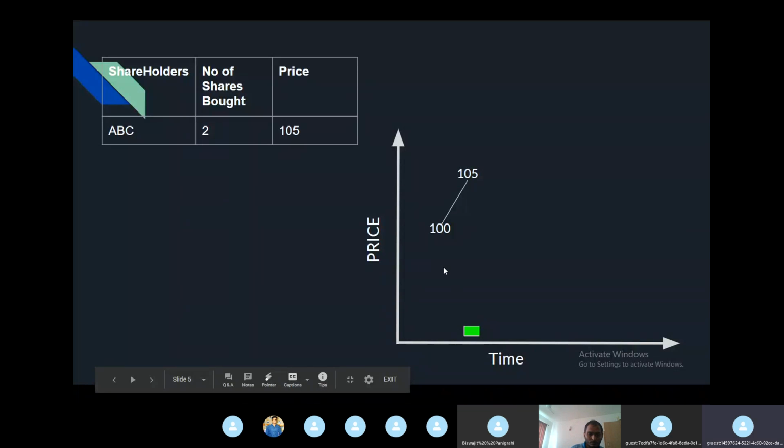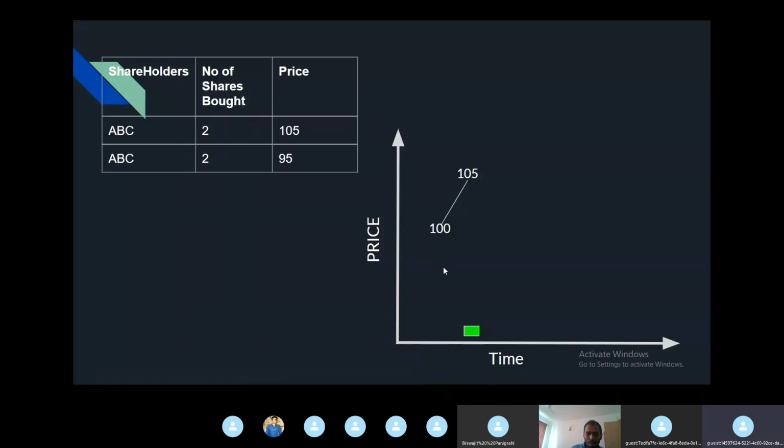We'll know why this is green. So what happened next? ABC again came and bought two shares again at 95. Now we will plot the chart, and the price movement came from 105 to 95. What happened now? Now it is coming as red.